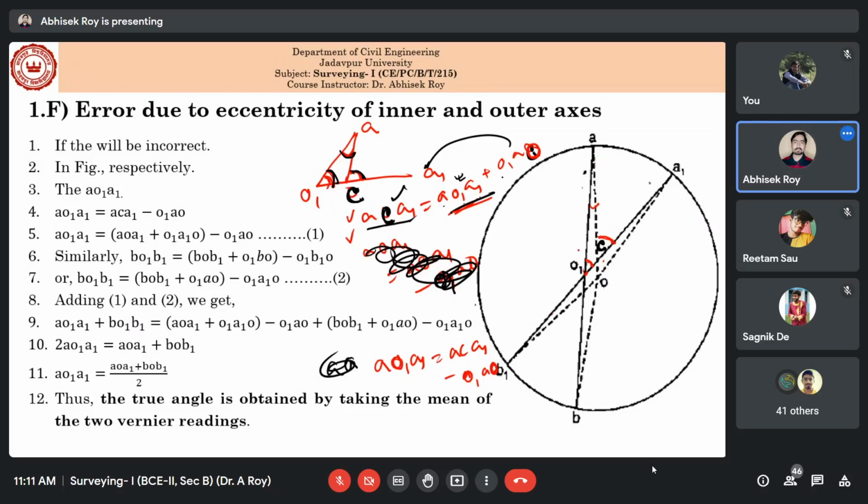AO1A1. That means this angle will be this minus this. Simple. This angle will be this minus this. So that is what we are getting. Now instead of ACA1, we will write something different. Let us calculate that. Instead of ACA1, that means this part, we will write something else.